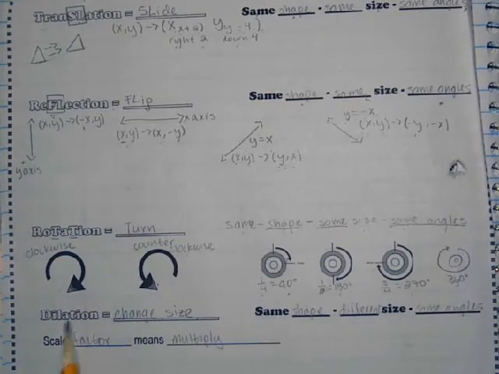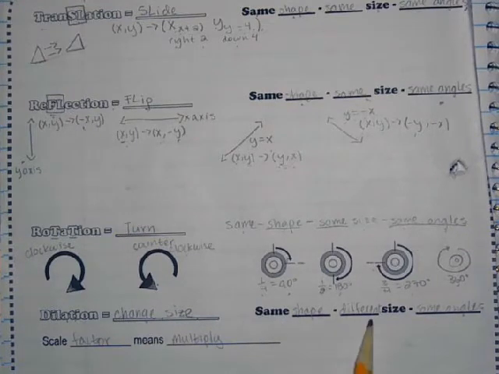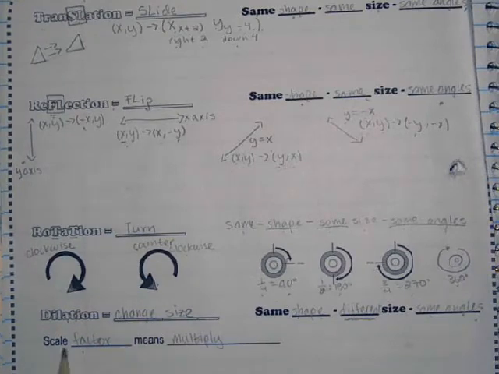Dilation. Dilation means we're going to change the size. Okay? We have the same shape, but a different size and the same angle measure. Okay? So scale factor is how we change or dilate. And when we have a scale factor, that means that we're going to be multiplying it either by a whole number, fraction, or a decimal. We multiply the original coordinates. Okay?